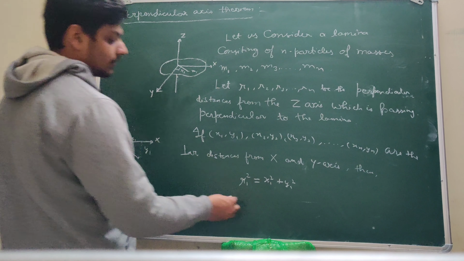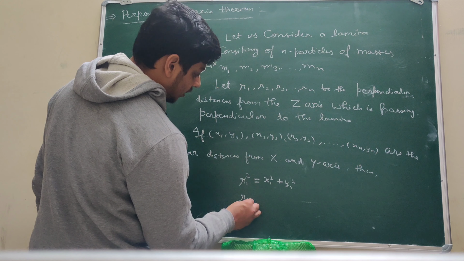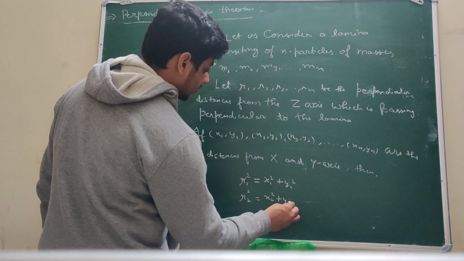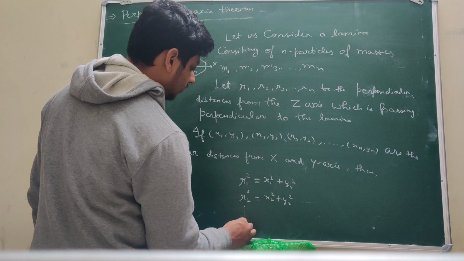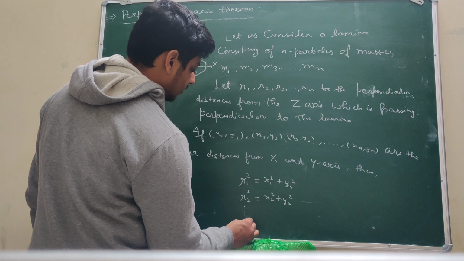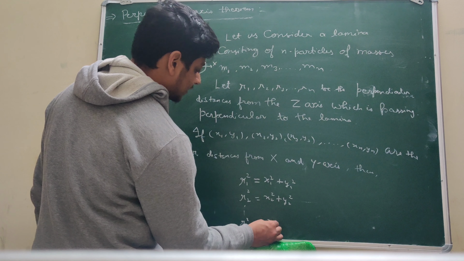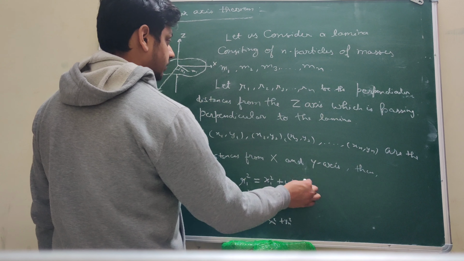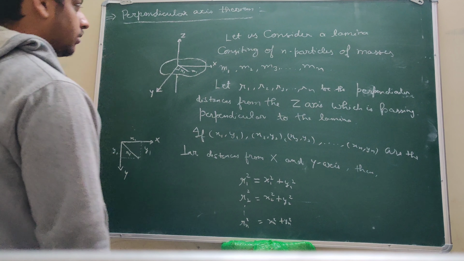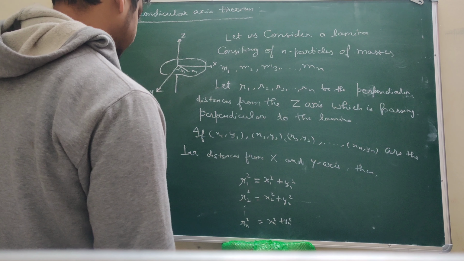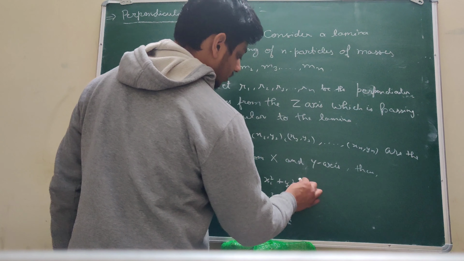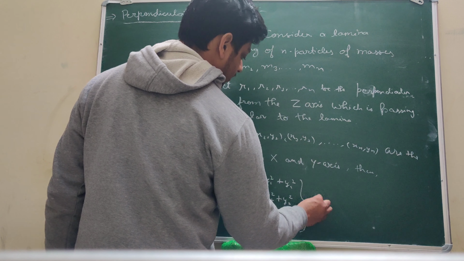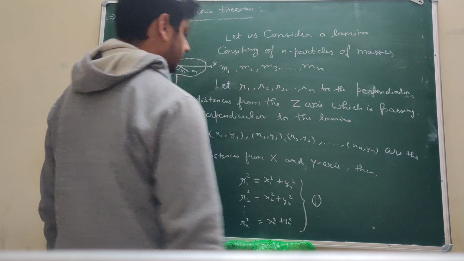Similarly, for all the particles, we can write r2 square is equal to x2 square plus y2 square, up to rn square is equal to xn square plus yn square. And now we put all these equations together as first equation.